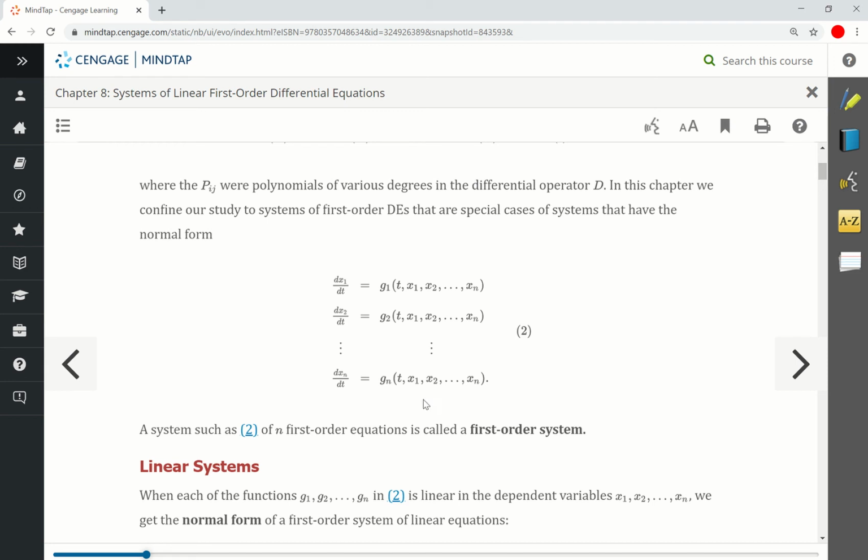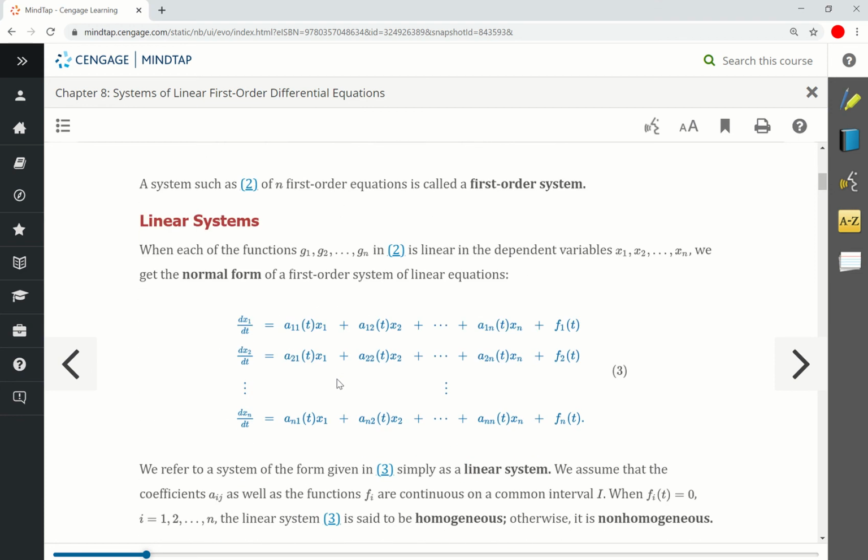But in general, we're going to have n equations, and this is going to form what we call our first order system. Notice that in terms of the order, all of these derivatives are going to be the first derivative. When these functions g1 through gn above are linear in the dependent variables x1 through xn, we get what's called the normal form of a first order system of linear equations.